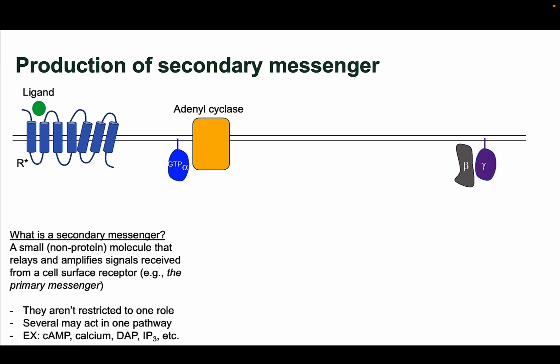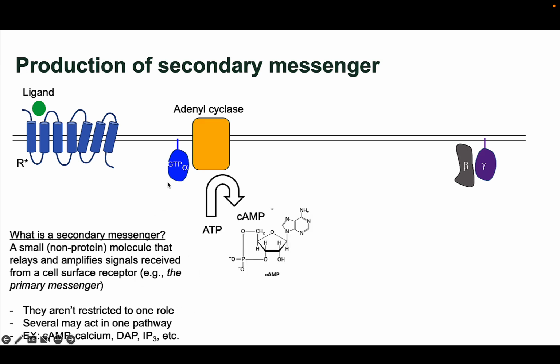It's a small non-protein molecule that relays and amplifies signals received from the surface receptor. Okay, and the surface receptor is the primary messenger. There are several features of it. It's non-protein, and it's usually able to amplify the signal. And in this example, adenyl cyclase is going to convert ATP to cyclic AMP.